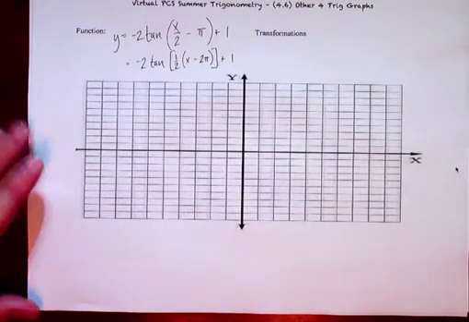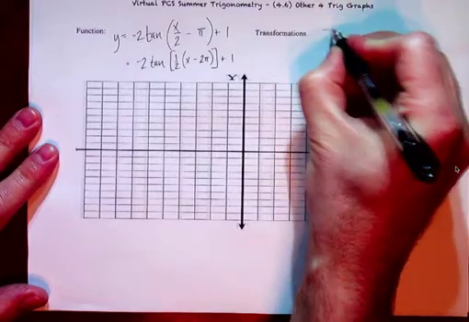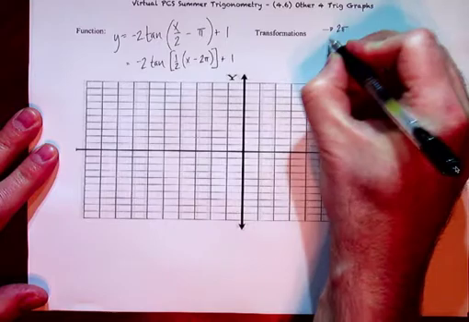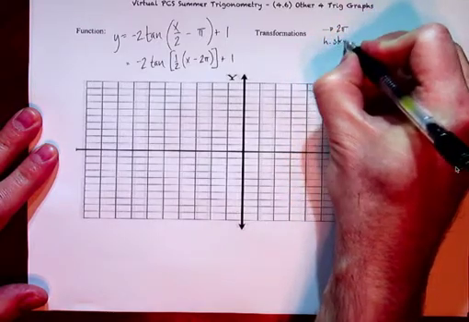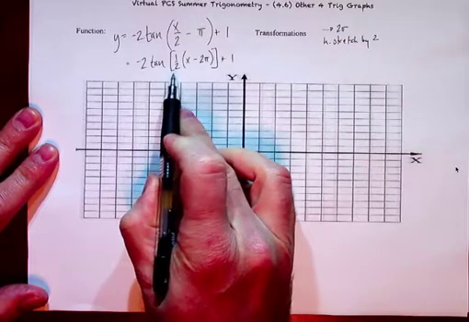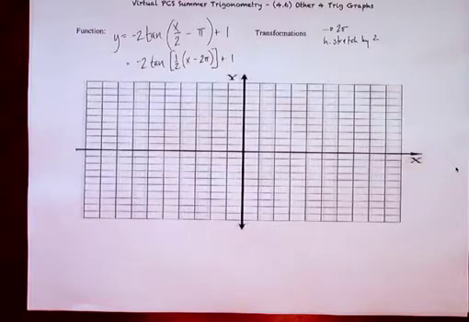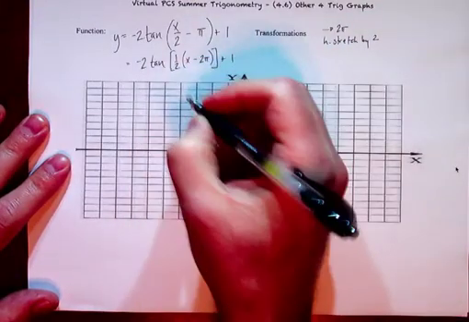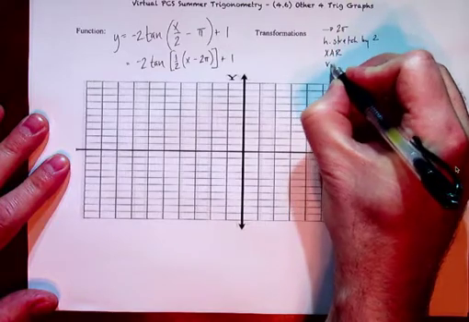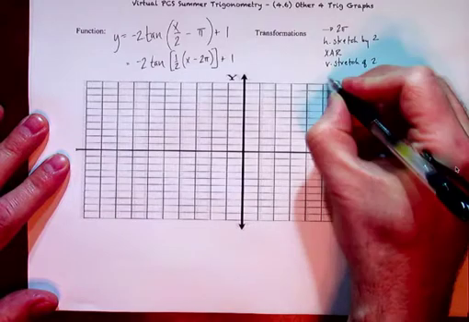Okay, now I have 4 transformations. I'm going to move it to the right 2 pi. I'm going to horizontally stretch by 2, right? Because compensating for the 1/2, your inputs need to be twice as large. Then the tangent happens, and then you're going to have an x-axis reflection. You're going to have a vertical stretch of 2, and then it's going to move up 1.